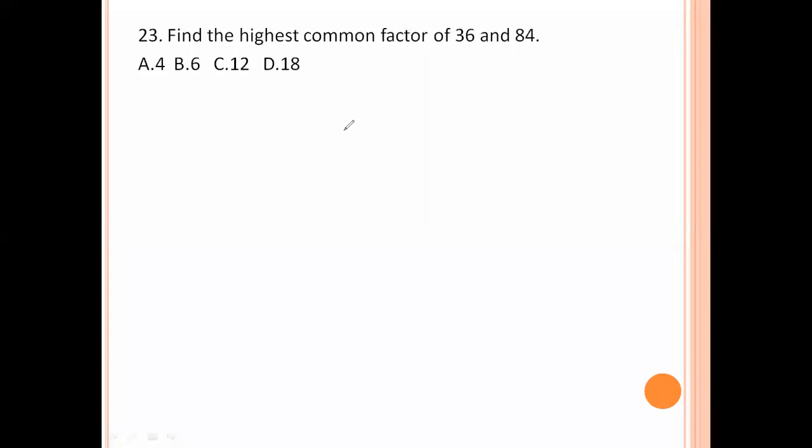Find the highest common factor of 36 and 84. The HCF value is equal to or lesser than the least value. 36 does not divide 84. Next, 18 divides 36 but does not divide 84. Next, 12 divides 36 and 84. 12 times 3 is 36, 12 times 7 is 84. Option C is the right answer.